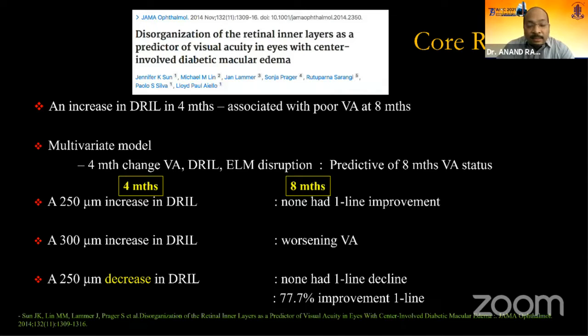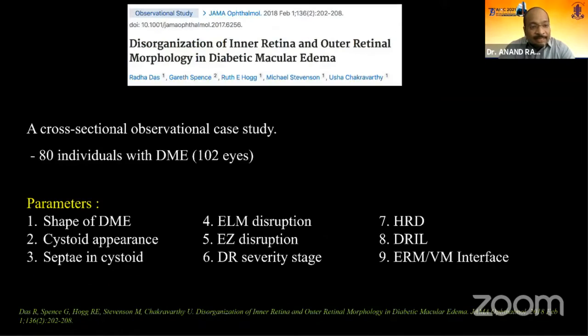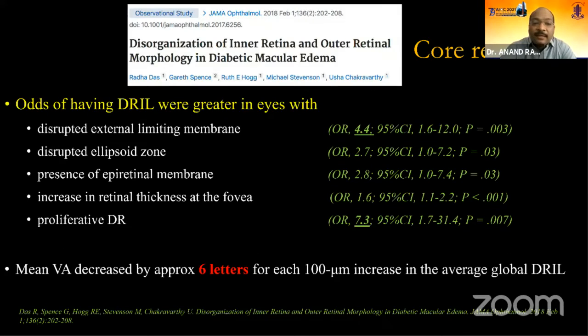Radha Das et al., from Usha Chakravarthy's group at Belfast University, did a cross-sectional observational study with 80 individuals. They looked at 9 different parameters, DRIL included, and the outer retinal biomarkers. They found that the odds of having DRIL were greater in eyes with disrupted external limiting membrane, disrupted ellipsoid zone, presence of epiretinal membrane, increase in foveal retinal thickness, and proliferative diabetic retinopathy. But the odds ratio was strongest with disrupted ELM and proliferative diabetic retinopathy. They found that mean acuity decreased by approximately 6 letters for every 100 micron increase in the average global DRIL.